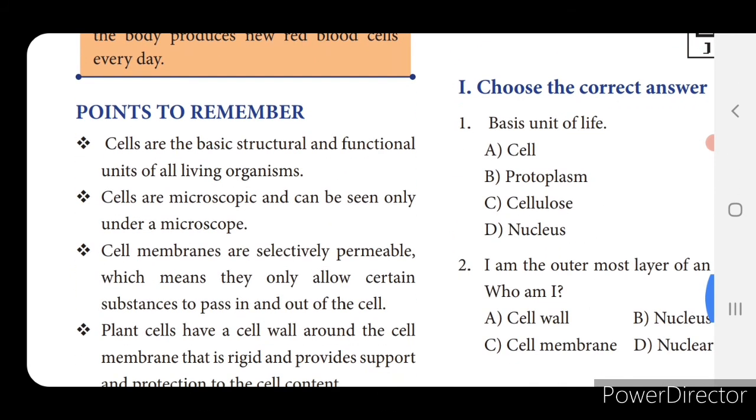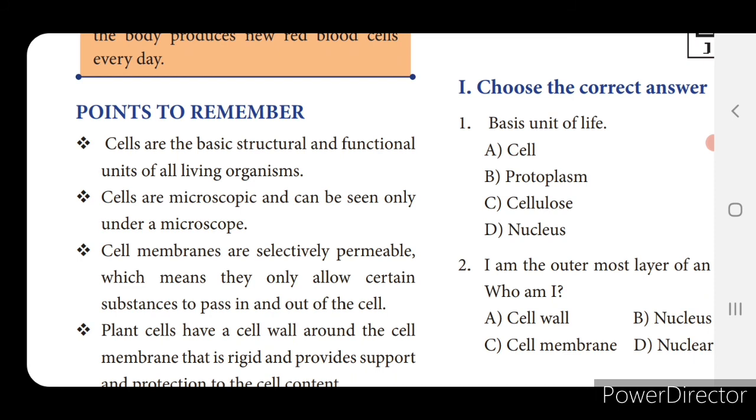Okay, now we'll see the points to remember. Now we can summarize all the things we have seen in the cell biology lesson, both the first part and second part. Cells are the basic structural and functional units of all living organisms. Cells are microscopic and can be seen only under a microscope. Microscopic means it is very small. We cannot see it with the naked eye. You can see it only under the microscope.